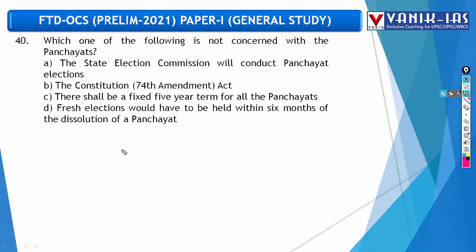Basic structure came in the Kesavananda Bharati case versus state of Kerala. Basic structure of constitution developed. Various types of basic structure like parliamentary form of government, secular government, right? Federal government, basic structure, independence of judiciary, basic structure. This basic structure is developed in the Kesavananda Bharati case versus state of Kerala.